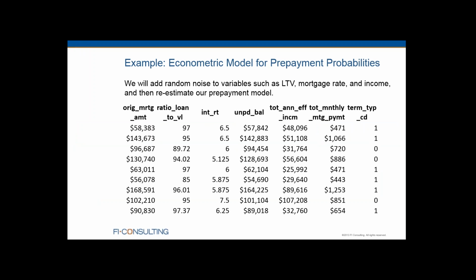Okay, so looking at our example, we're going to add random noise to variables that predict prepayment, such as loan-to-value ratio, the mortgage rate, and income, and then we're going to re-estimate our prepayment model. So I've highlighted one of our records for you. We can see the loan-to-value ratio is 97%, interest rate 6%, annual income, etc. And then I've also highlighted the last column that has our ones and zeros for our binary output variable for prepayment. A 1 means a loan prepaid, a 0 means a loan did not prepay.